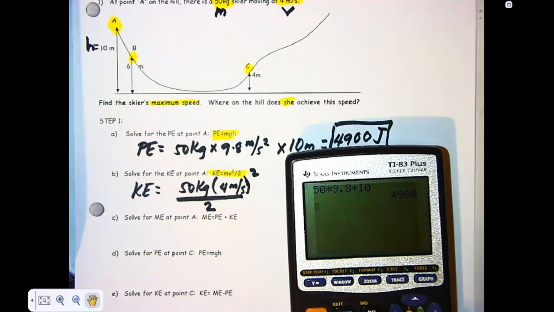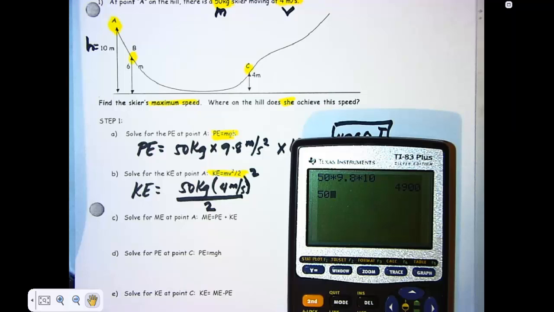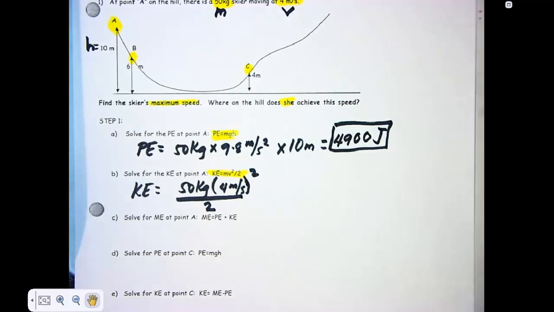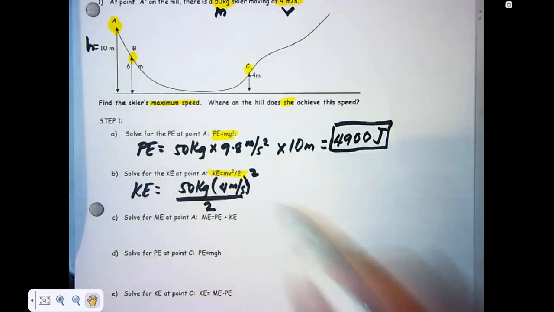In the calculator it should be 50 times 4 squared. You can enter that and divide the answer by 2. So that would give us 400. Kinetic energy at point A is 400 joules.